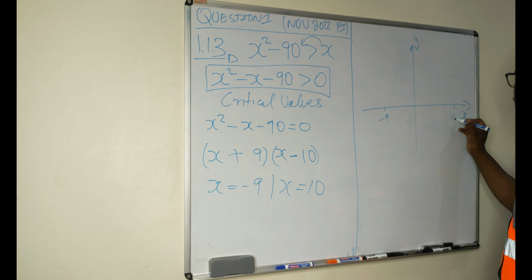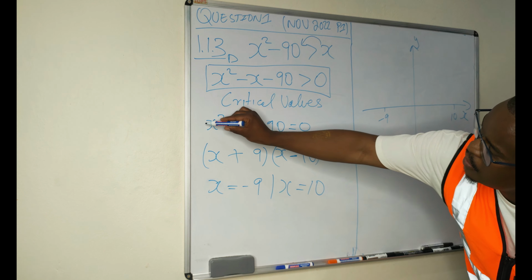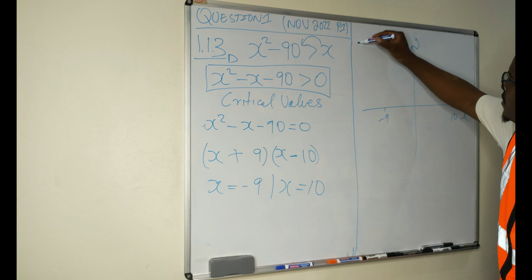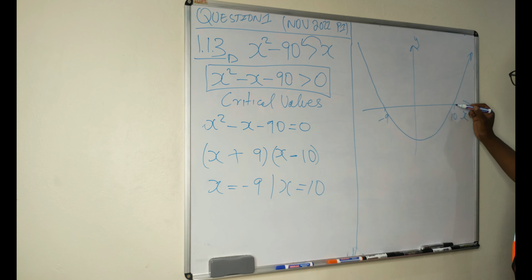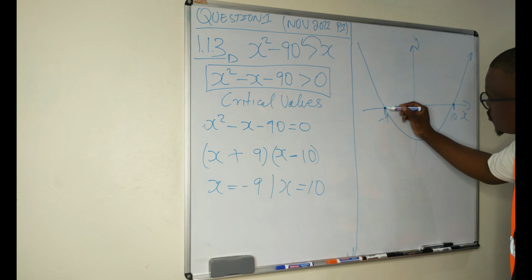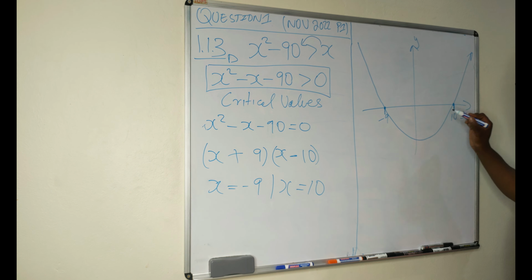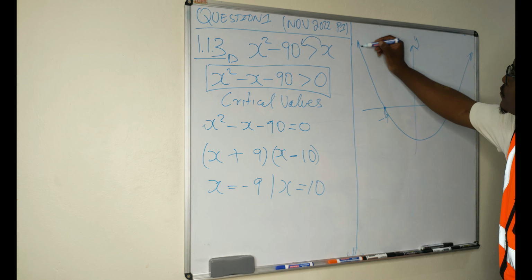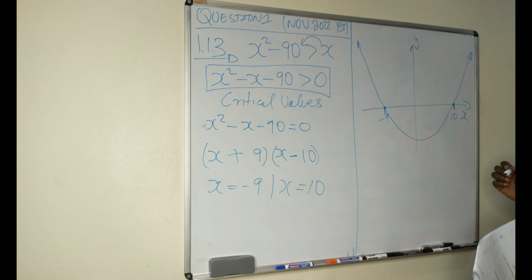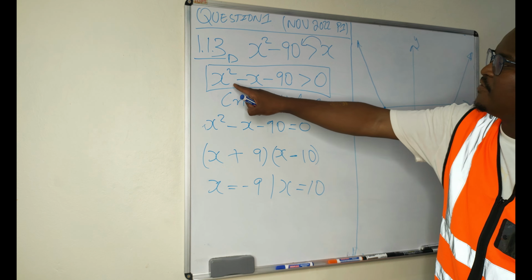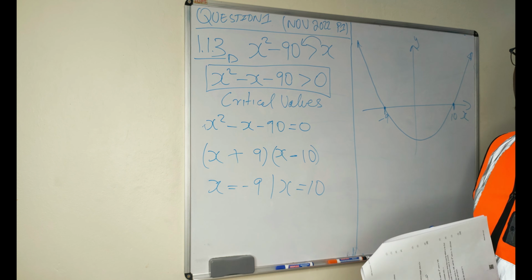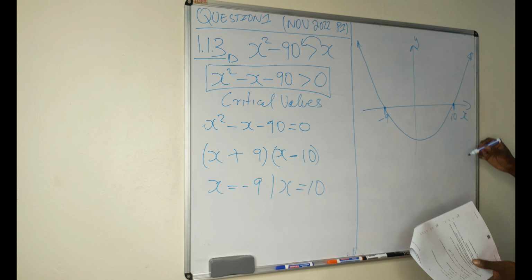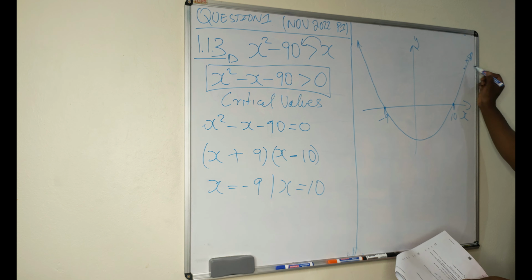So to draw this, it's a positive parabola. It has this smiley face here. So this should be 10 here, and minus 9 here. So this is our function, right? So you want the values of x where our function, this one, is greater than 0, which means where it is positive. Where is it positive? Here is positive because it's above the x-axis.